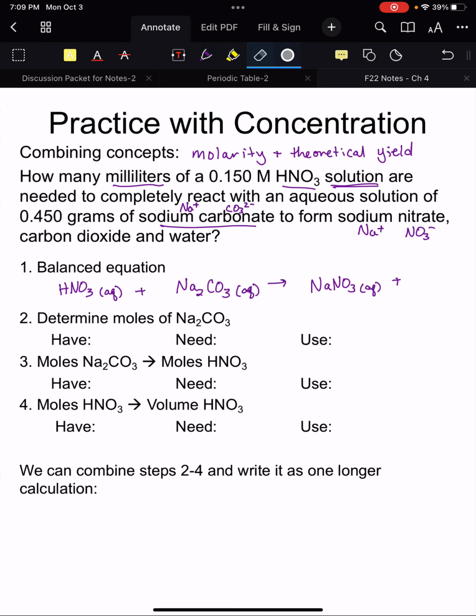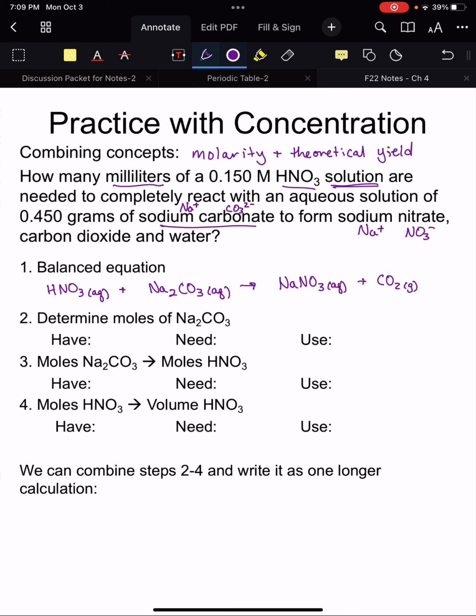I'm just going to rewrite this because I ran out of space. Na2CO3. And we're making sodium nitrate and carbon dioxide, which we know is a gas, and the other product we're making is water. Water is a liquid, which we know.